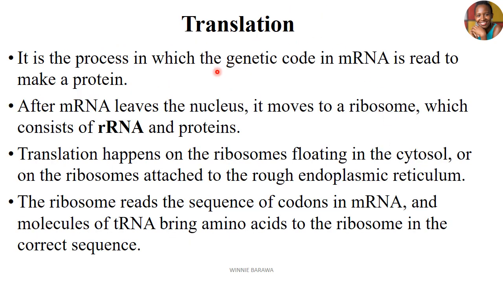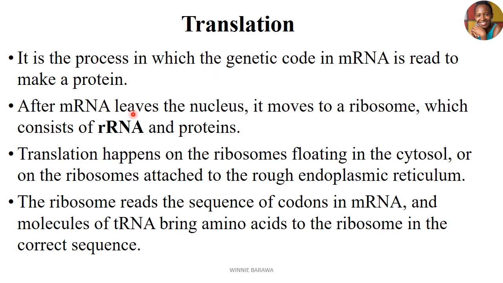So after we have successfully edited the messenger RNA, we have taken it through the splicing, we have done the capping, we have done the polyadenylation. The next bit is to translate this strand of messenger RNA. So this process is where the genetic code in the messenger RNA is read to make for us the proteins.